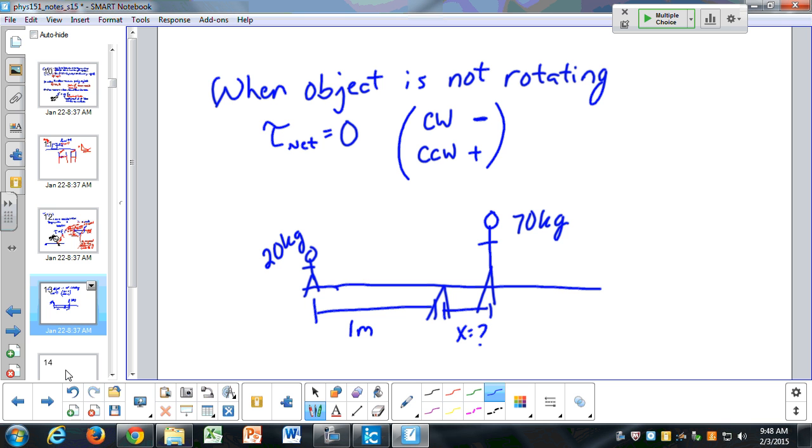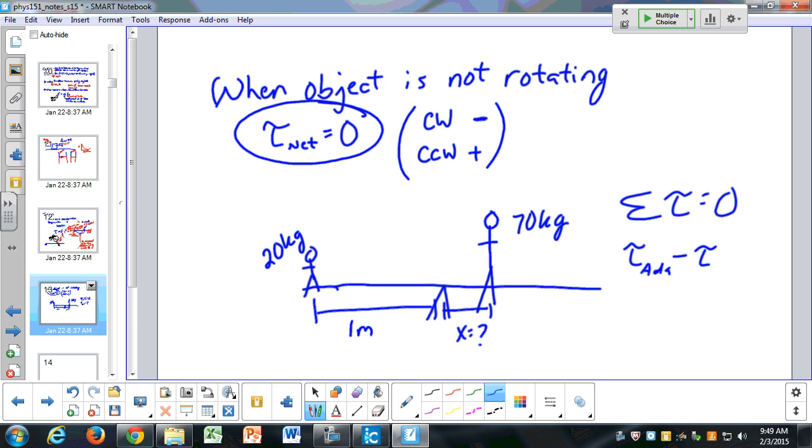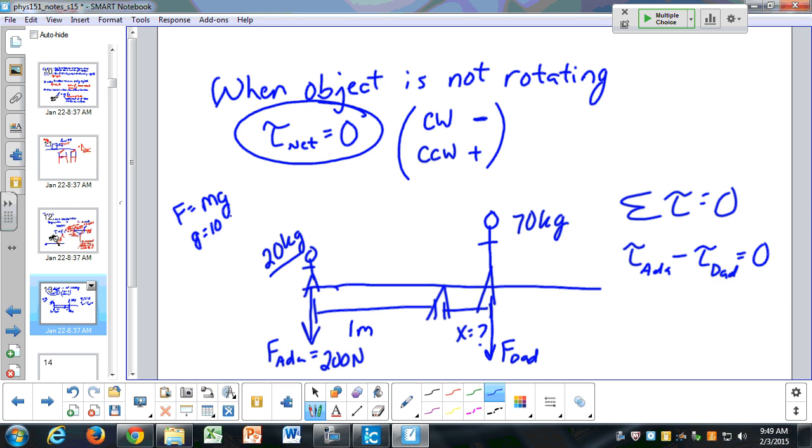I'll call this x. I know that this situation is going to be in equilibrium. It's not rotating. That means that my net torque is equal to 0. So if I sum up the two torques, they would equal 0. So the torque due to Ada, that's my daughter's name, minus the torque due to me would equal 0. And then I want to solve for that torque. I have a force that's acting downward for Ada, and a force that's acting downward for me. For Ada, that's going to be 20 kilograms times the acceleration due to gravity, which is 200 newtons. Remember, F is equal to m times g, and g is equal to 10. That's an acceleration. And for me, the force is 700 newtons.